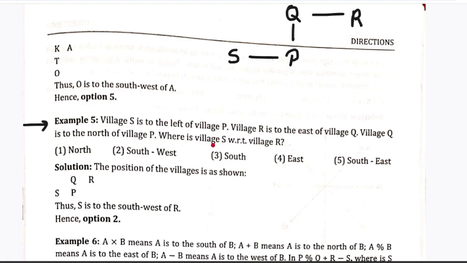Now the question is, where is village S with respect to village R? With respect to R, I need to make R here, the plus here. And where is S? This is south, this is west. The answer is again southwest. Are we clear on this?